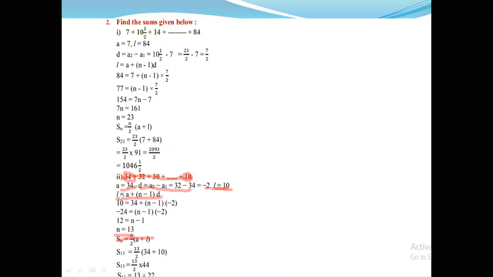While finding n, l is equal to a plus n minus 1 into d is the formula, or otherwise an is equal to a plus n minus 1 into d is also the formula. So the last term is 10, we write 10 is equal to the first term 34 plus n minus 1 into d, which is minus 2. If we send this 34 to that side, it becomes minus 34 plus 10, minus 24 is equal to n minus 1 into minus 2.